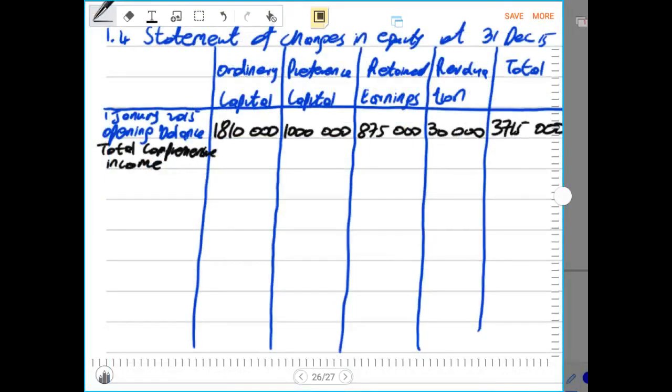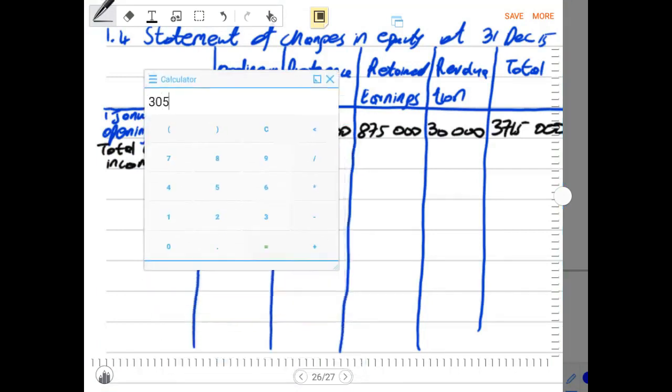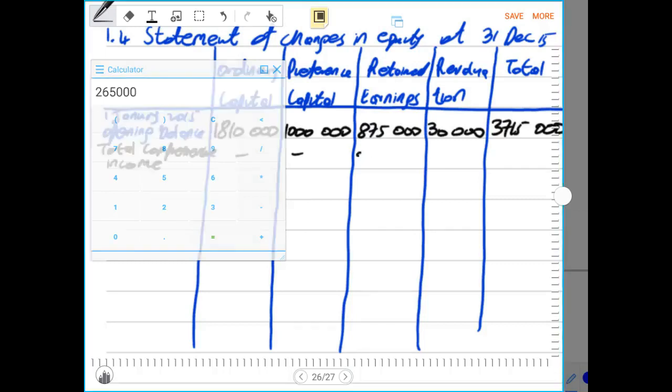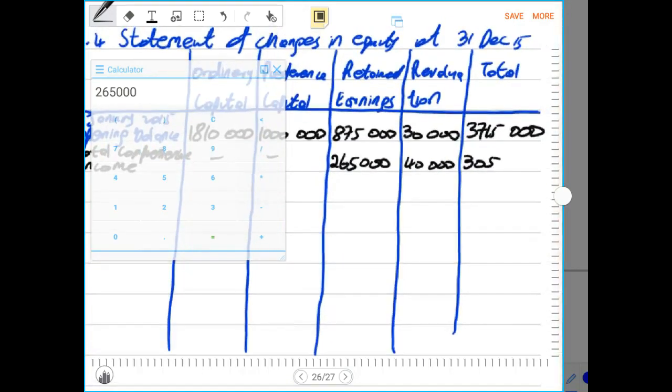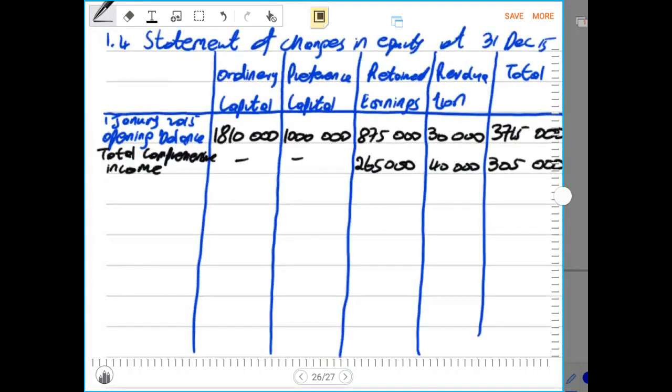So now we have to record that. We say 305,000 minus 40,000, so that we separate the two. The rest, 265,000, will be recorded under retained earnings. The 40,000 will be recorded under revaluation surplus, and the total of 305,000 still gets to be recorded under the total. However, always split the revaluation surplus from the total comprehensive income. However, the total is the full amount.